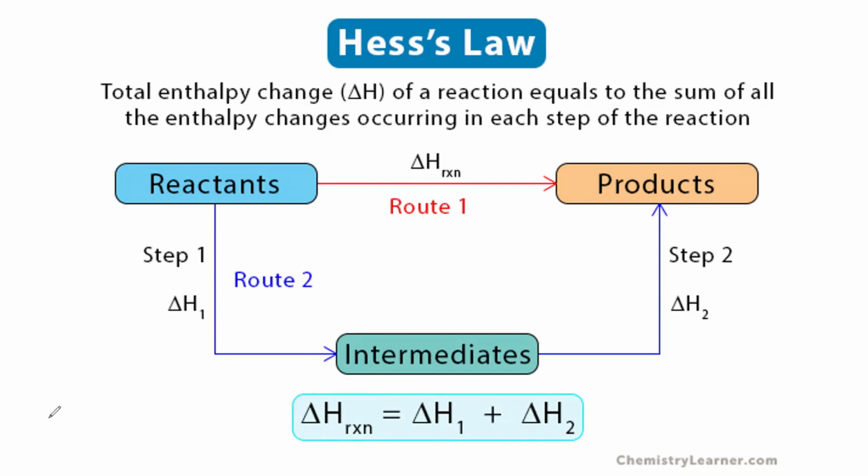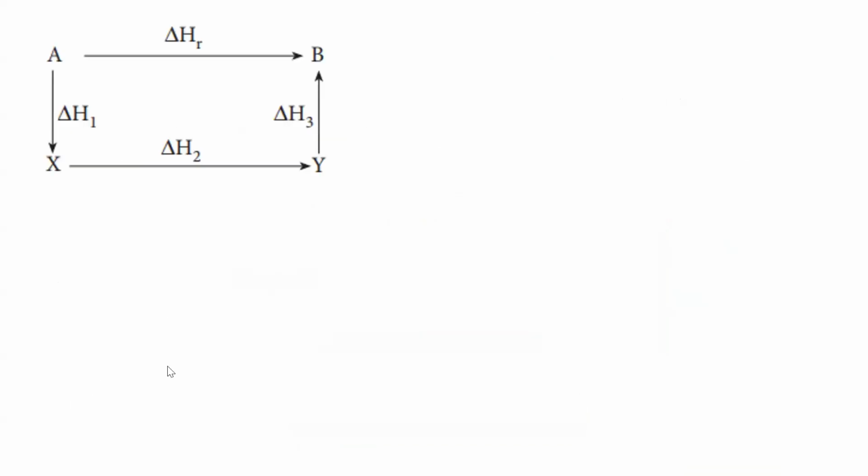Now, for example, let's look at this reaction. A is converted into B. You have the enthalpy change of the reaction. But in the same way, the reaction may undergo multiple steps. Like for example, A can be converted to produce X, and then X can be converted to produce Y, and then Y will finally produce the product B. So you see that in this case we have 3 steps of the reaction.